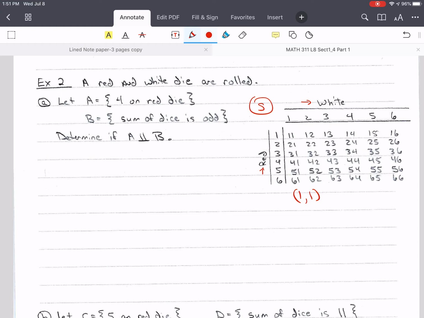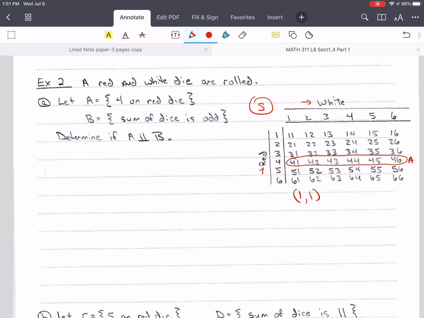All right. Now we're defining event A as a 4 on the red die, and event B as the sum of the dice is odd. So with this, we need to find the 4 on the red die, which is here. Okay, so that's event A.